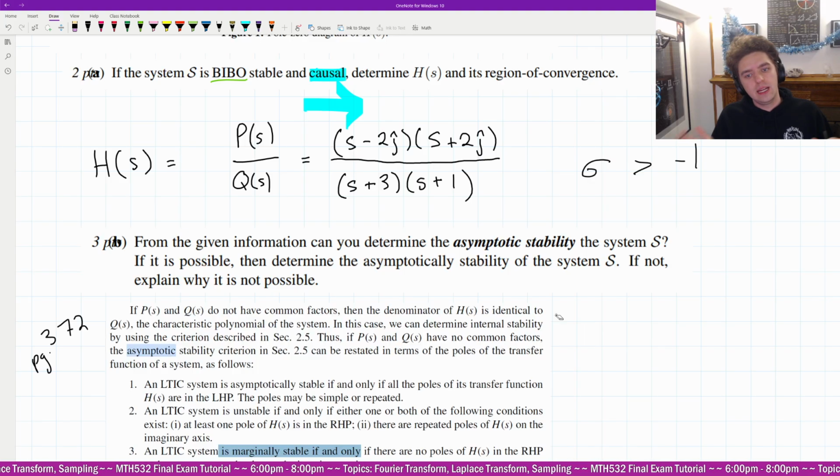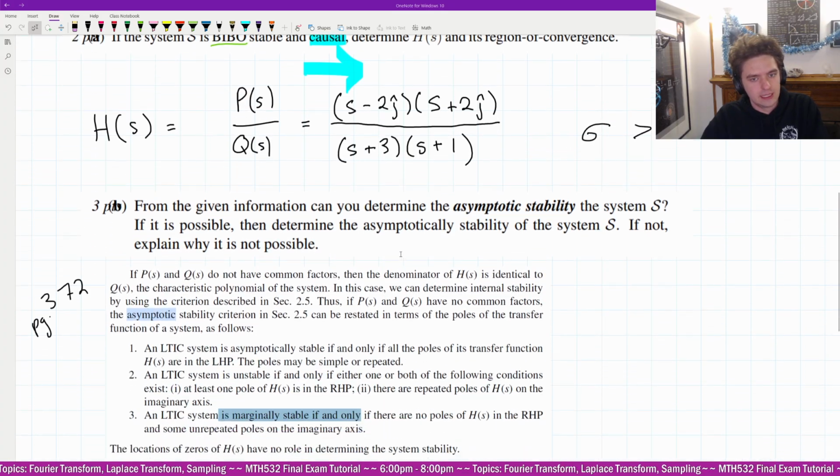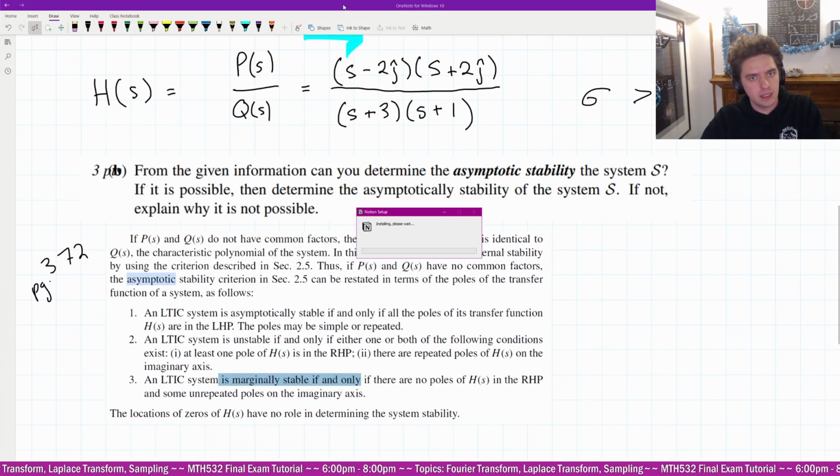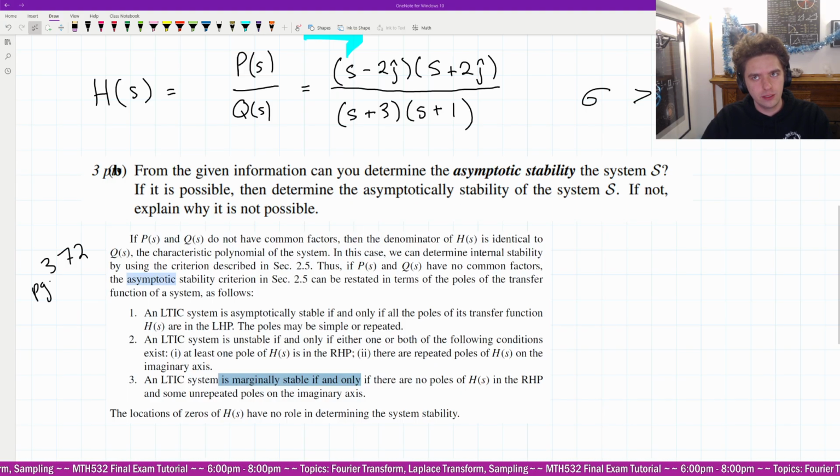Remember, in chapter 2, you have these conditions for asymptotic stability. Maybe I have it in my notes somewhere. Open my notes. And so we can just treat the poles as the same thing. That's the conclusion here: we can treat the poles under the same conditions to determine asymptotic stability. Of course, Notion has to do something right now while I'm trying to open my notes, so let it do that.